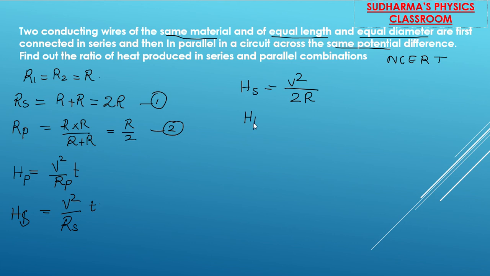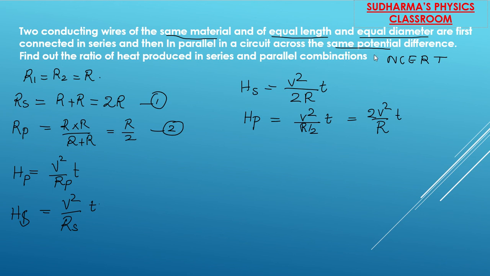Heat produced in parallel is equal to V square divided by R parallel, and we have to multiply with time, I just missed it. So V square divided by R parallel into T. What is R parallel? R by 2. This is equal to 2V square by R into T, because V square by R by 2, right? It comes in the denominator, so 2 goes to the numerator. So 2V square by R into T.